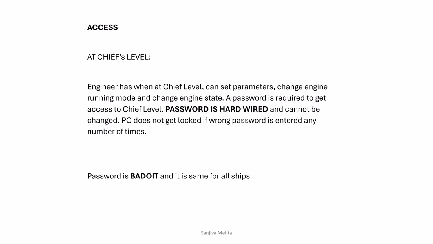At chief level, the engineer can set parameters, change engine running mode, and change engine state also. Of course, a password is required to get access to the chief level. The password is hardwired, remember. The meaning of hardwired is that the password cannot be changed, and no matter how many times you enter the wrong password, your PC will not get locked. And the password is BATOIT. It is the same for all ships. And the reason why it is the same for all ships, I told you.